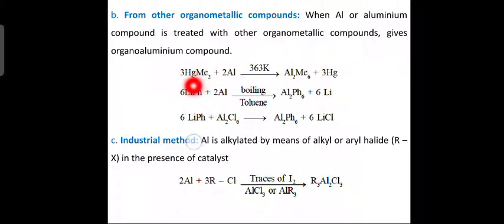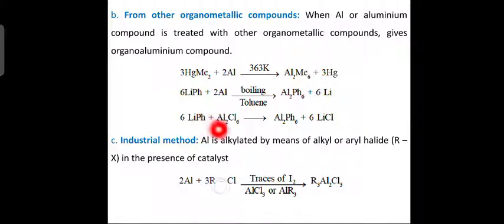So 3 molecules of dimethyl mercury combined with aluminum at a temperature of 363 Kelvin. Heated to this temperature you get the dimer of trimethyl aluminum, that is Al2Me6, plus 3Hg. Suppose you take phenyl lithium, that is boiled with aluminum in the presence of toluene, toluene is the solvent. We get the dimer molecule here also, Al2Ph6, and then 6 lithium.